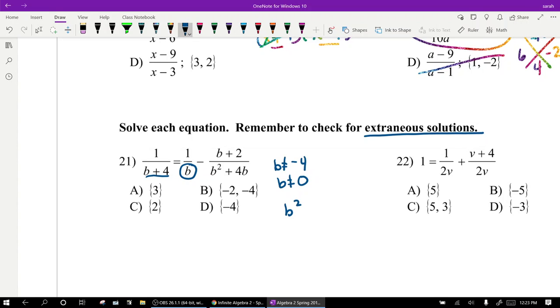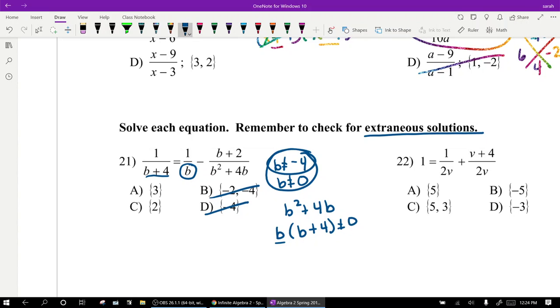And then this one, b squared plus 4b. You can see I can factor out a b. That would leave me with b plus 4. And we don't want either of those to equal 0. So here we have, again, b cannot equal 0 and b cannot equal negative 4. So there's my extraneous solutions. And notice that this one has a negative 4 and this one has a negative 4, which it can't be. So I can automatically eliminate b and d without doing anything. So even if you get stuck, you can at least eliminate 2, and now you have a 50-50 chance of getting it. So let's go ahead and solve this.